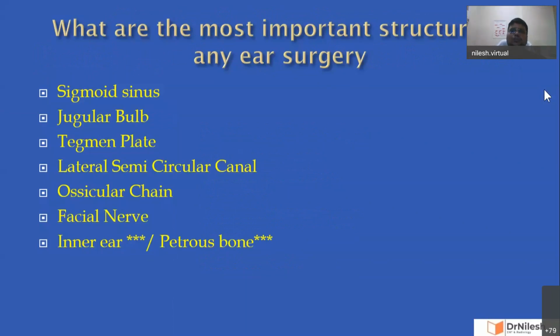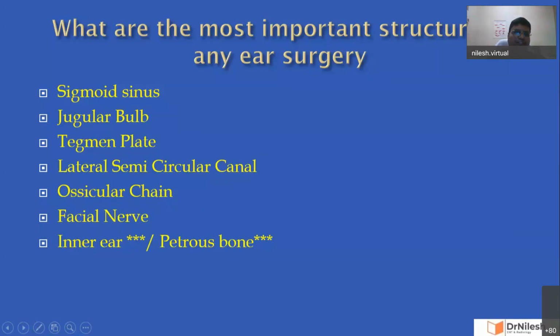So, what are the most important structures in any ear surgery, sir? Sigmoid sinus, jugular bulb, tegmen plate, lateral semicircular canal, facial nerve. These are the most important structures. Always we are worried when we do any mastoidectomy procedure. Always these structures can hamper our surgical field if abnormally placed. Also, we have to see the ossicular chain to decide about ossicular reconstruction.